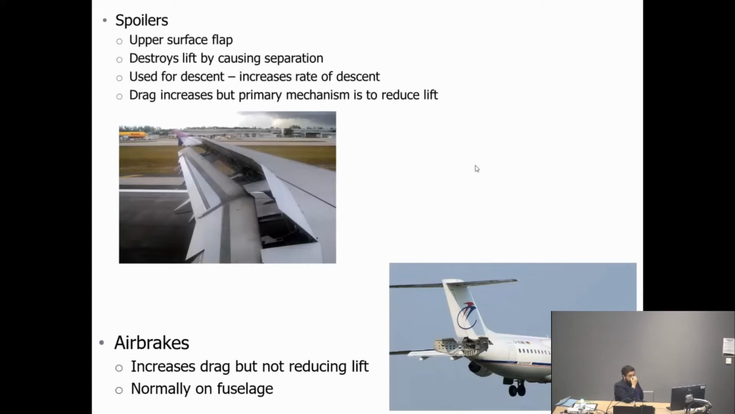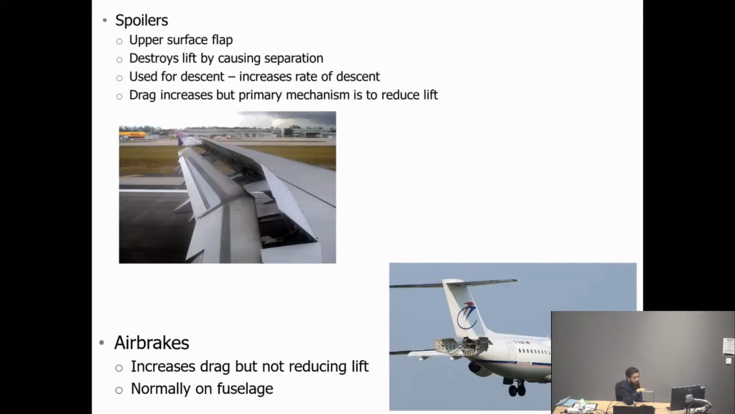Number one, and this is something people sometimes confuse, is spoilers. These are the plates you can see when you're landing. They suddenly come up, okay? They're upper surface flaps, and what they do is they destroy lift by causing flow separation. So they go up and cause a lot of flow separation.